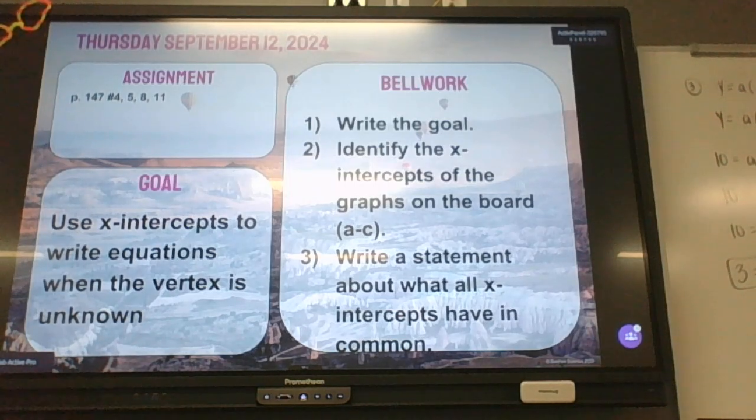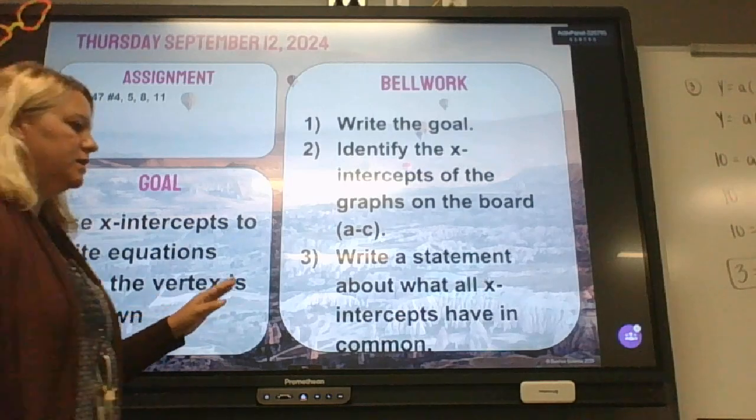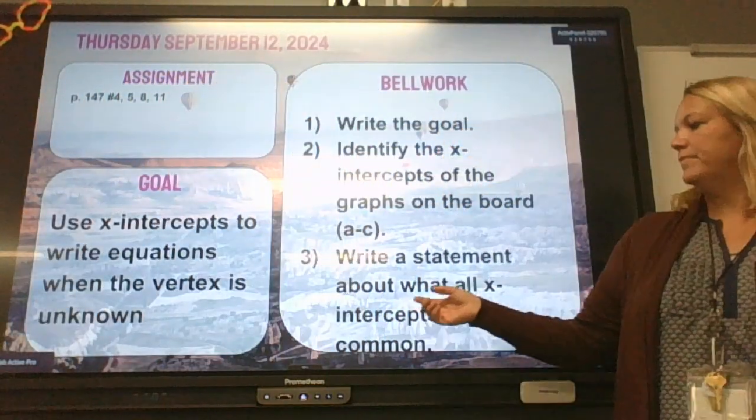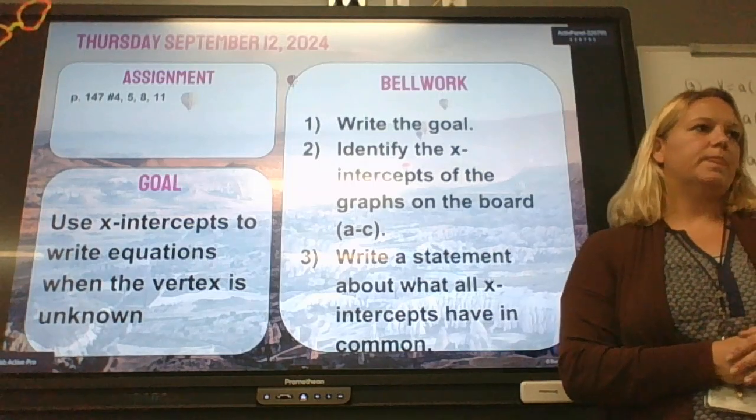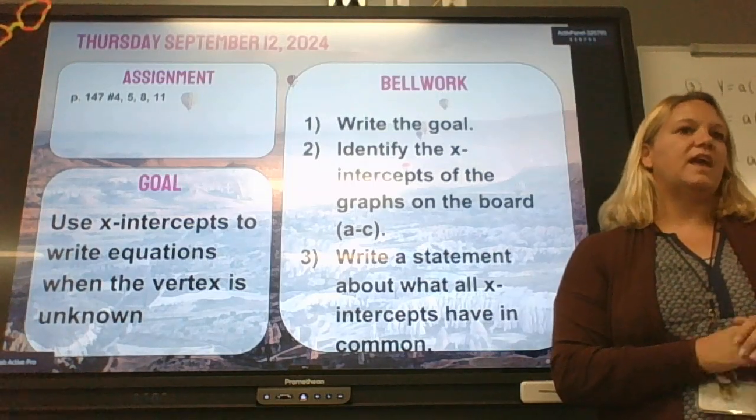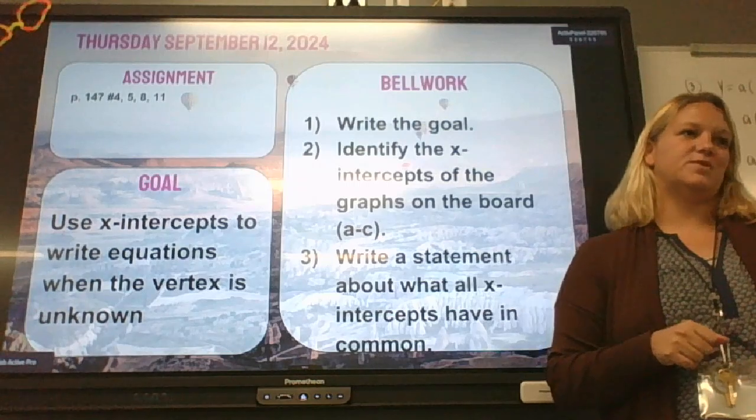Alright, so the A through C graphs for identifying x-intercepts are here. Here's graph A. Try to identify the x-intercept. Here's graph B. And here's graph C. And then number 3 is important: write a statement about what all x-intercepts have in common. Like any x-intercept ever.